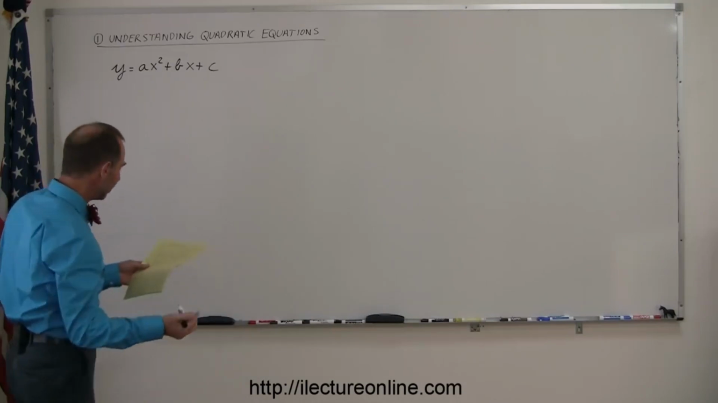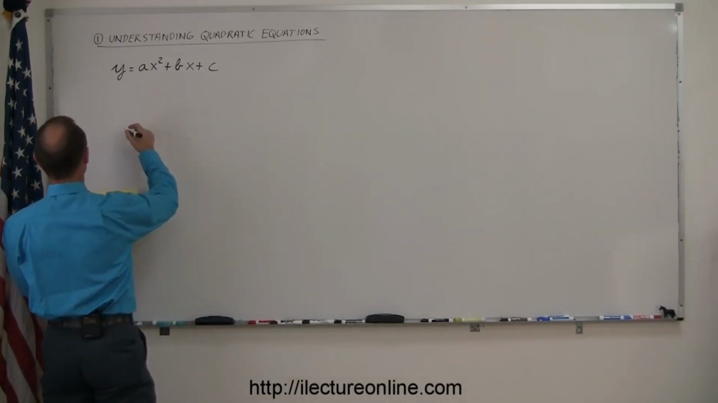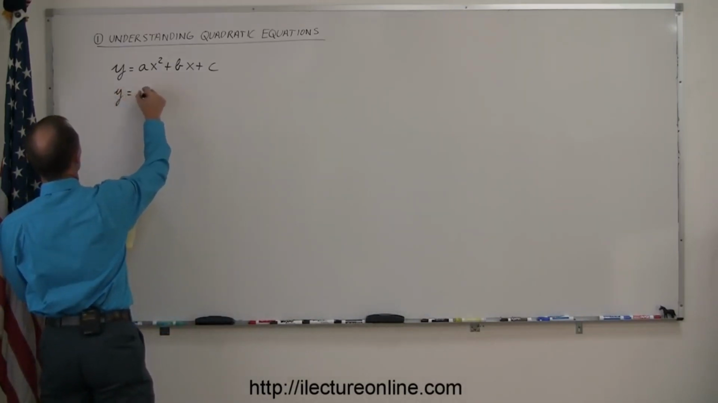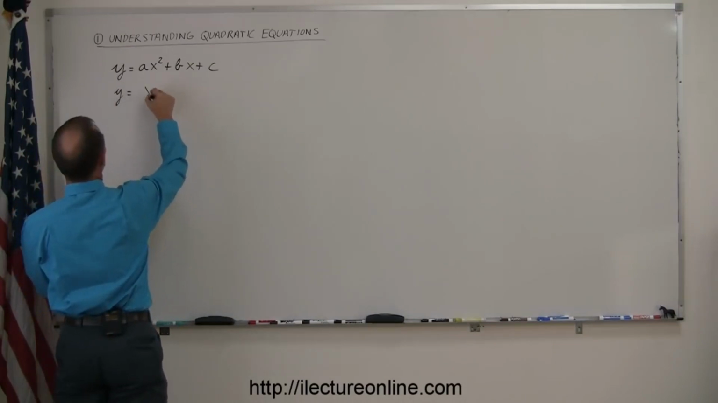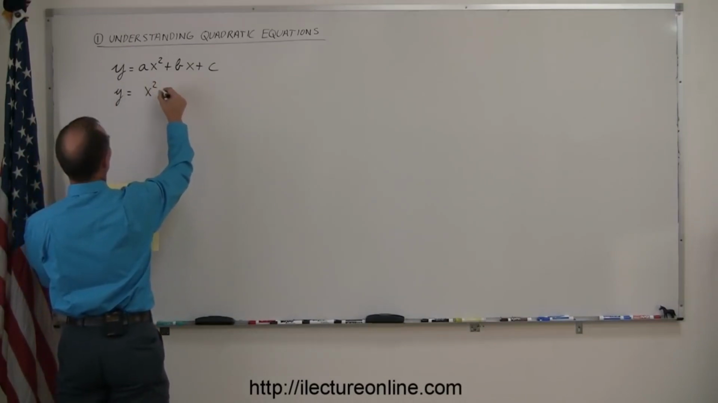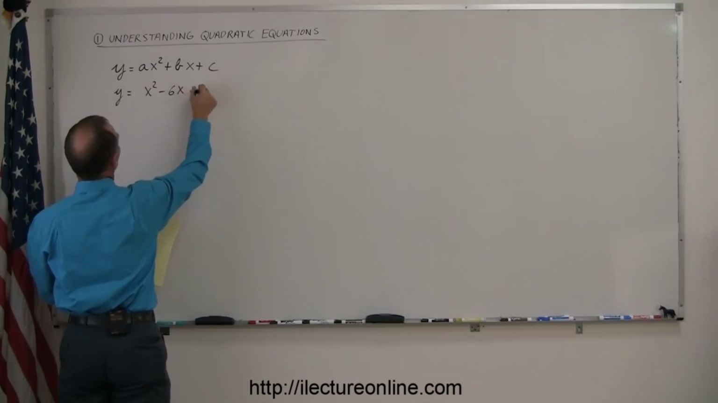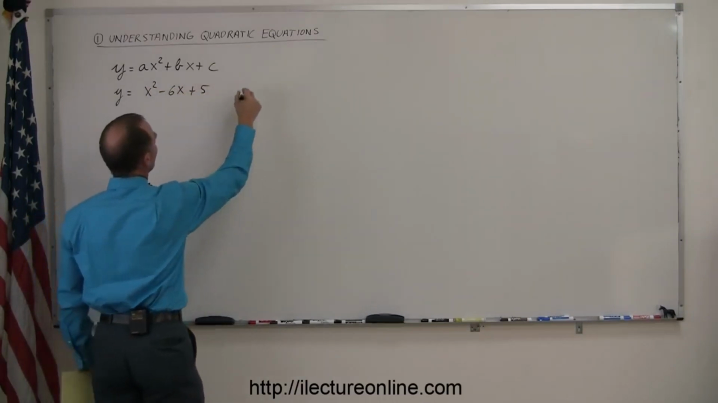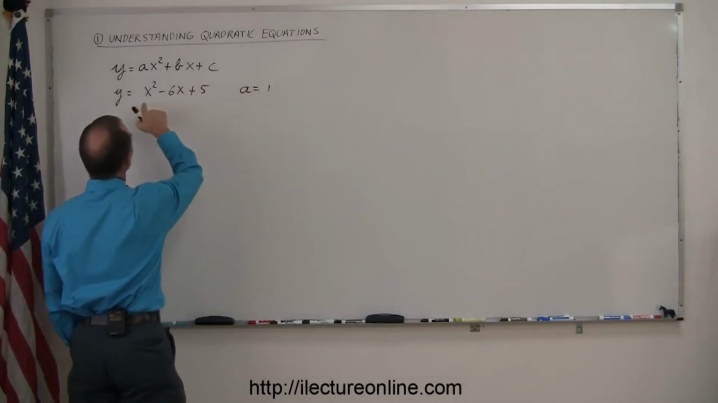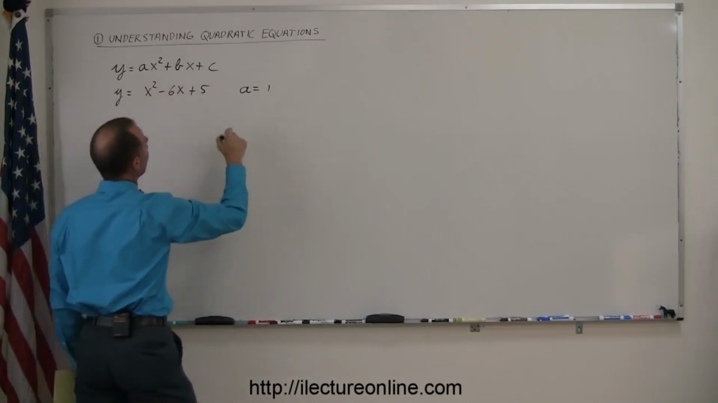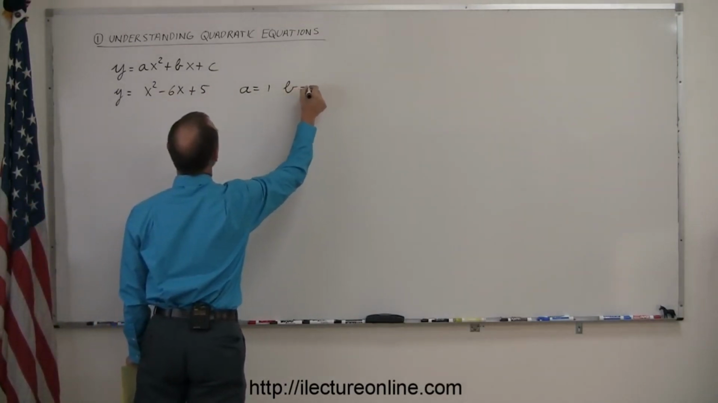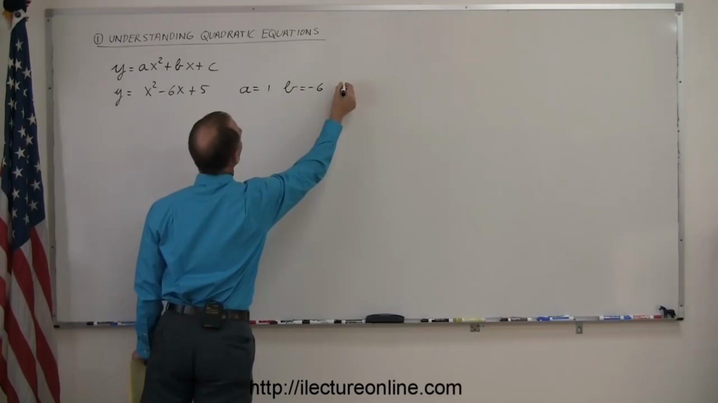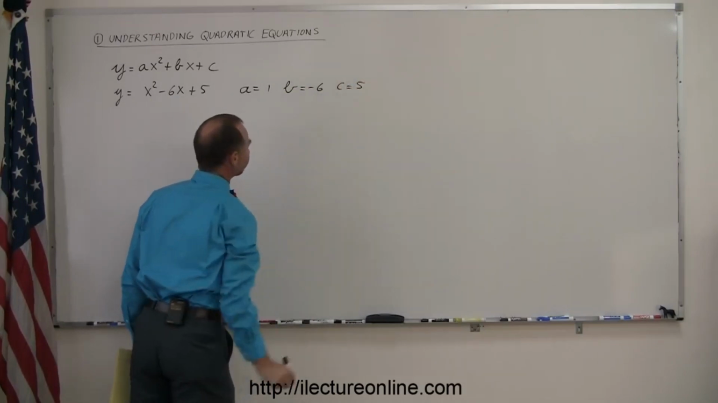So, as an example, let's write an equation such as y equals, let's say, x squared minus 6x plus 5. Okay, in this case, A would equal 1. That's the coefficient from the x squared term. B is equal to minus 6, and C is equal to 5.